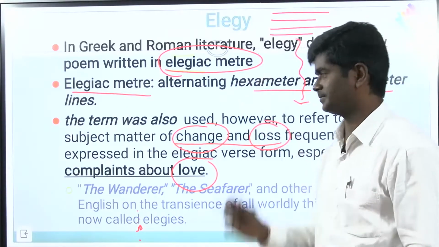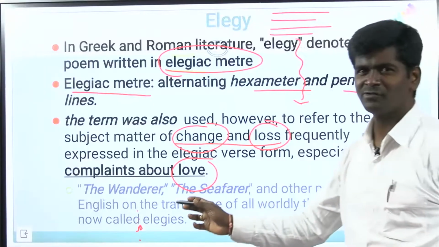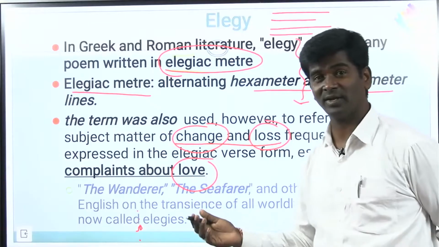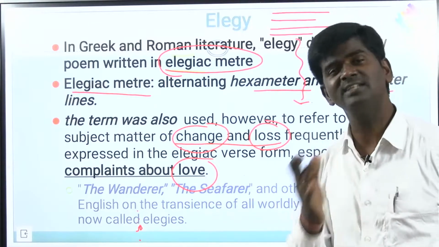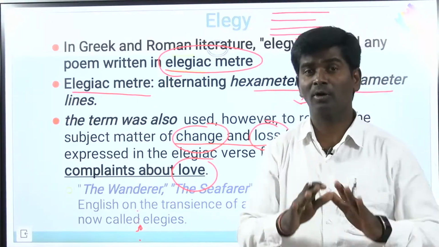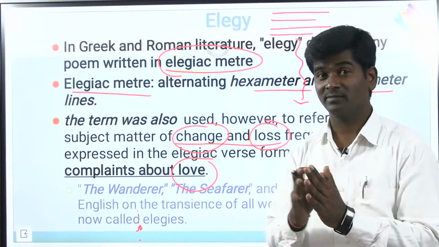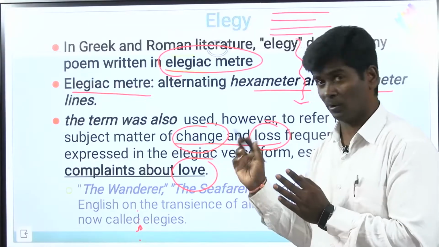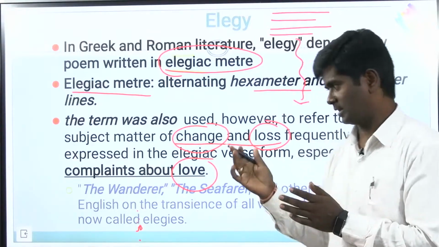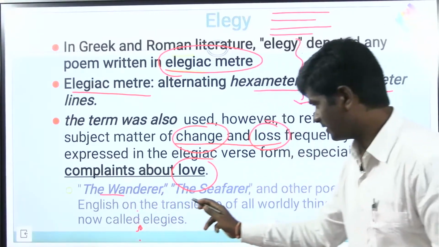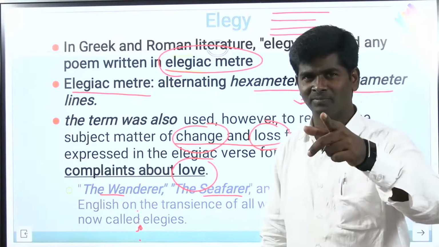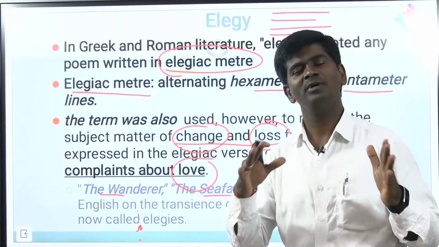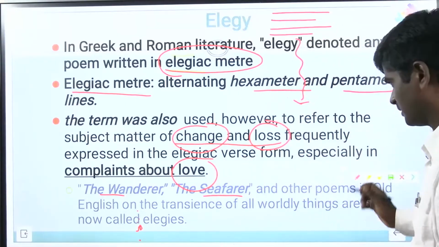Example, you can see The Wanderer and The Seafarer. All these are elegies, but these are not on the death of somebody. These are poems that talk about the change of love, loss of love. Okay, that's it. So The Wanderer and The Seafarer are two popular poems composed during the Old English period, from 450 to 1066.